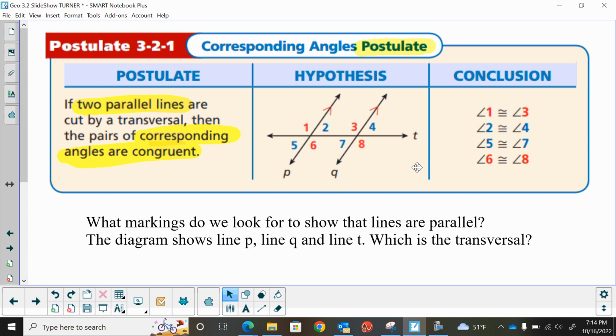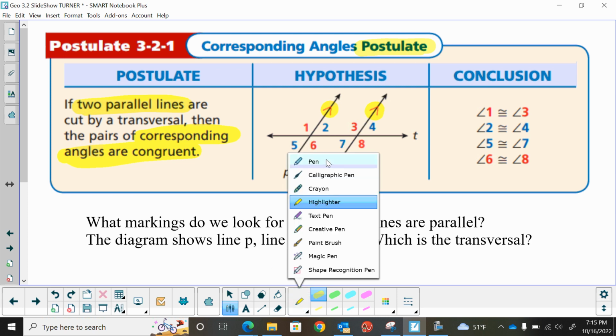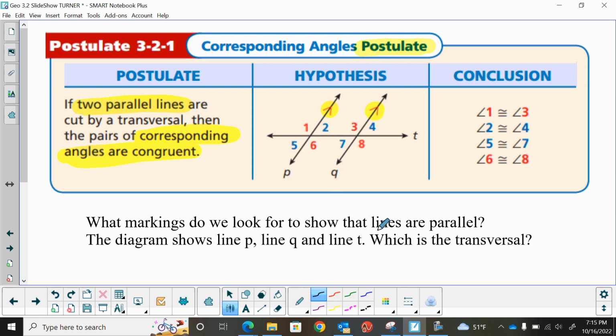All right, hopefully you said that the 2 arrows are the symbols that indicate which 2 lines are parallel to each other. So the 2 little arrows there indicate that line P is parallel to line Q. And then the transversal is T. It's the line that intersects both of those lines. So according to this postulate, corresponding angles are congruent.